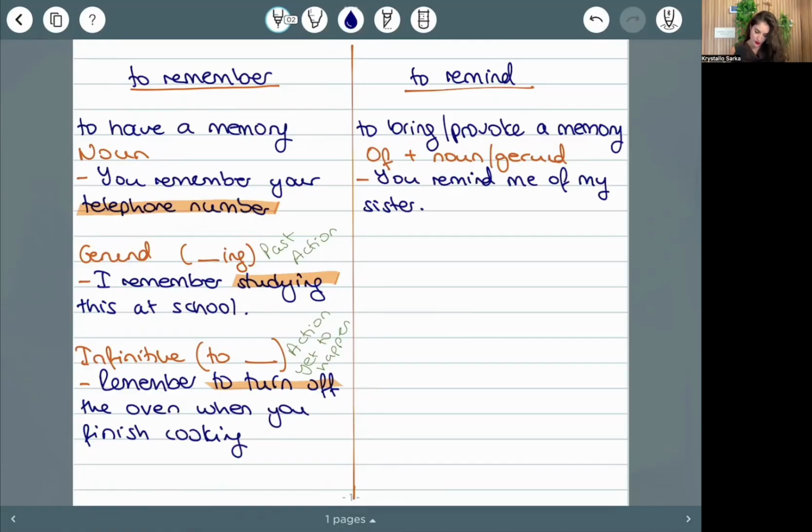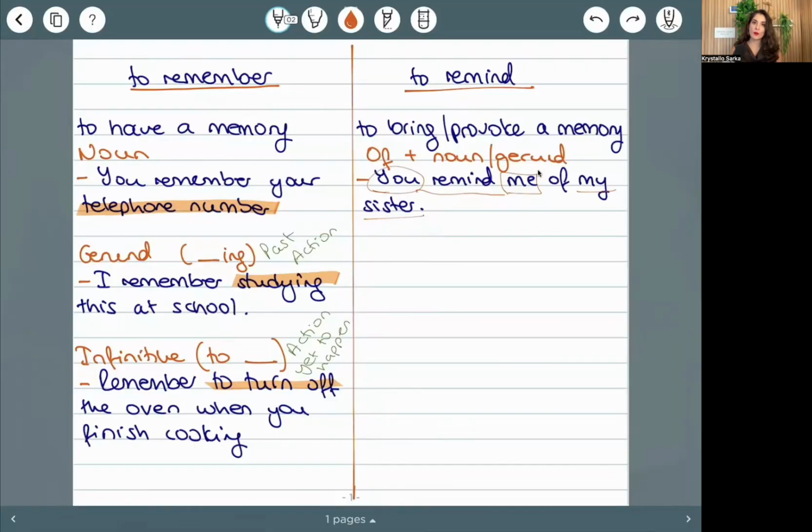You see, in this situation, what happens is that one person, you, bring the memory to me of my sister. The idea of this sentence is that you provoke this memory to me of my sister. Another example, this song reminds me of my childhood. This combination of of plus noun or gerund is when someone provokes a past memory. But there are more options.